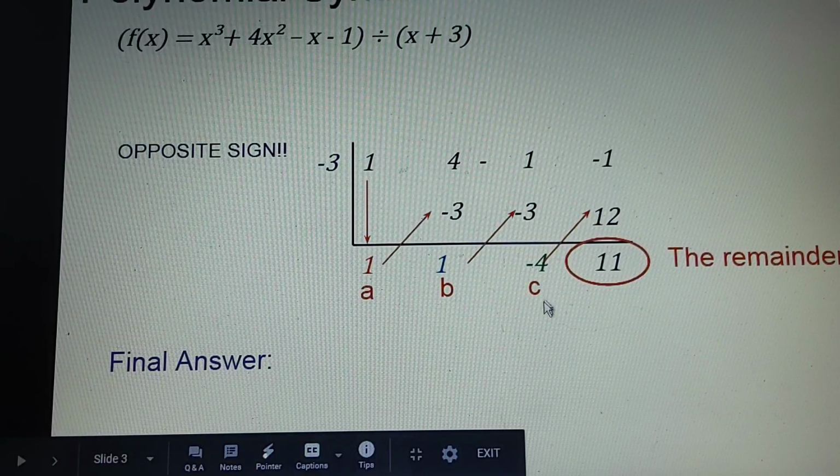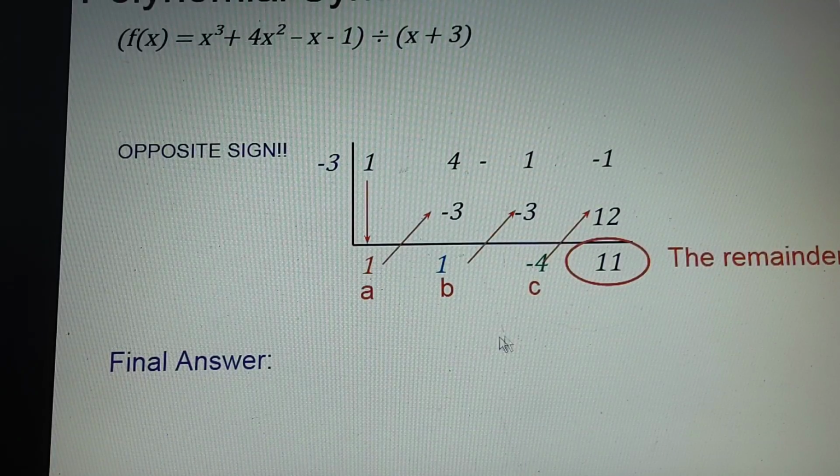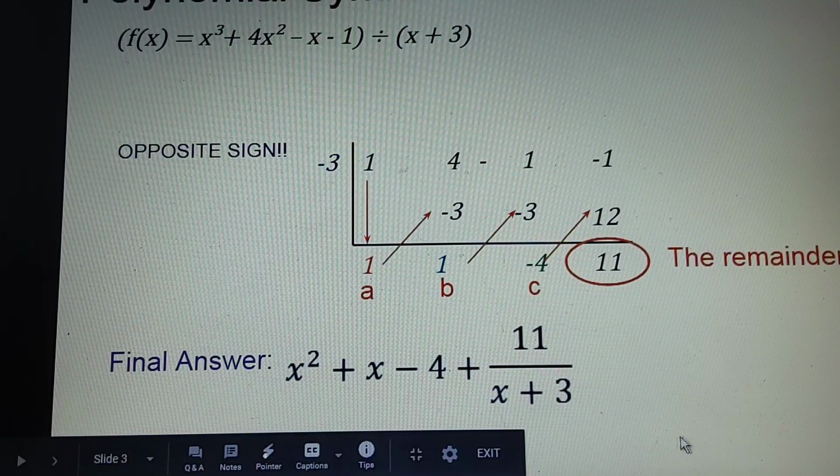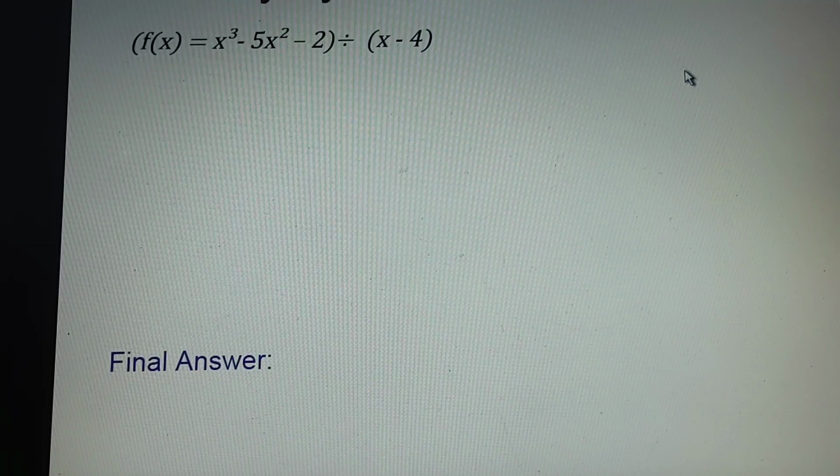-4 is my constant. 1 is my b. 1 is my a. So constant, x, x squared. So this is what my final answer has to look like. So I have my remainder over top of what I divided by from up here, my constant, my 1 attached to the x, and my other 1 attached to an x squared. Okay, we're going to do it again.